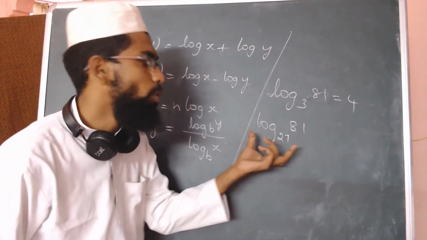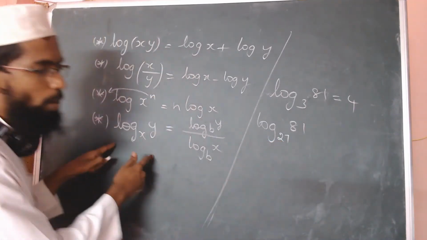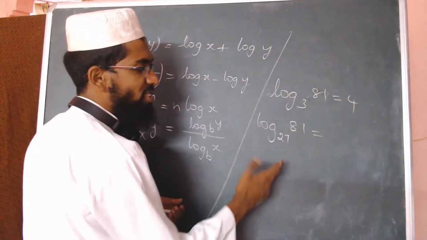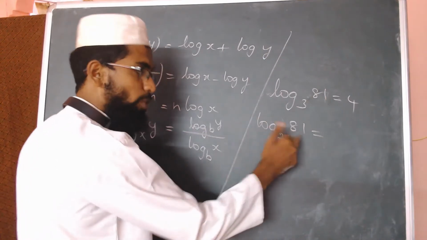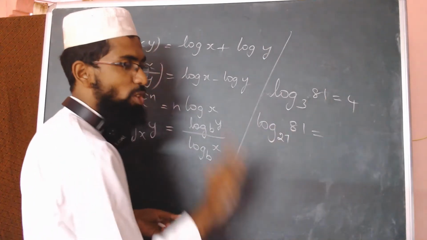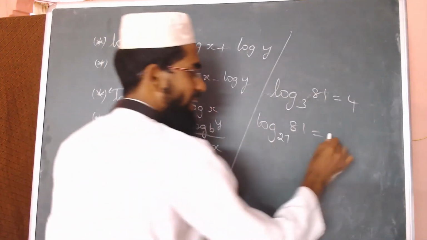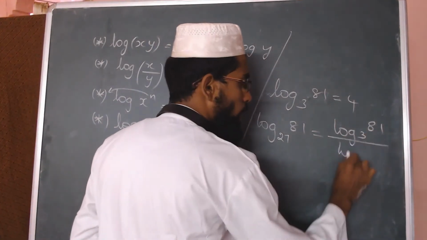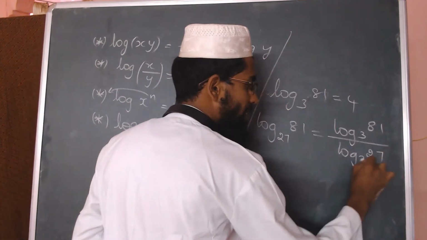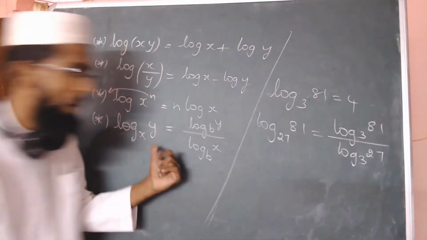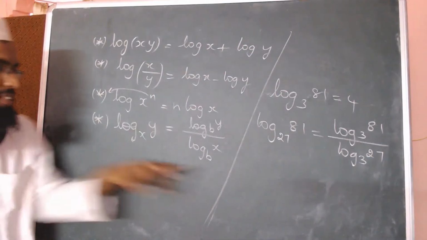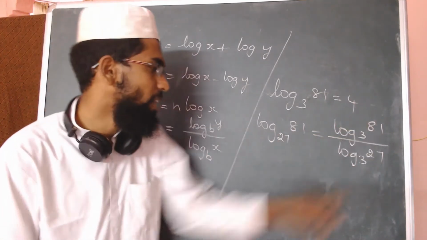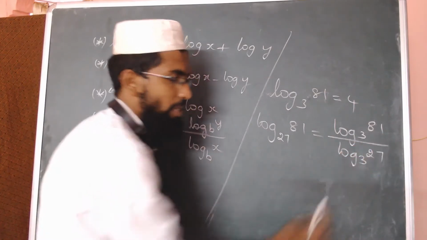So in order to find this value, I'll use this property, which is a common number that can be used as a power for both. 3 power 4, we know it is 81, 3 power 3 is 27, so the common number is 3. So I can write it as log of 81 base 3 by log of 27 base 3. Can I write like this? Yes, that is your property 4. Log y base x can be written as log y base b by log x base b, right?